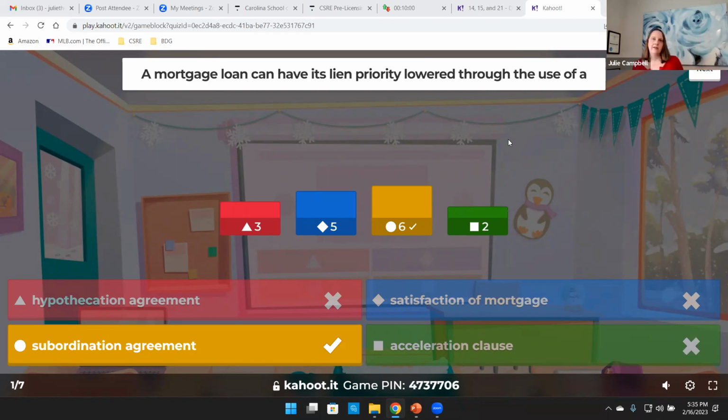Satisfaction of mortgage, that means you paid it off. Deed of release is another term for that. Isn't that what we get up and go to work for every day? Get that thing paid off. You've satisfied the mortgage.